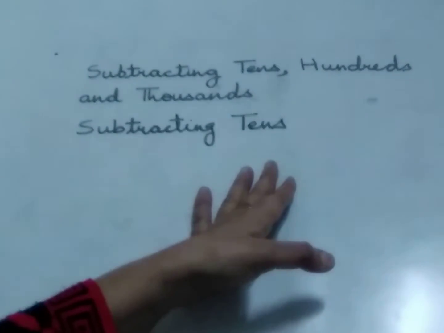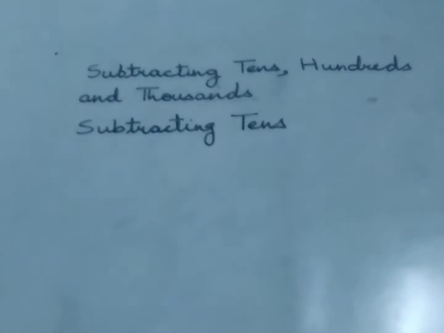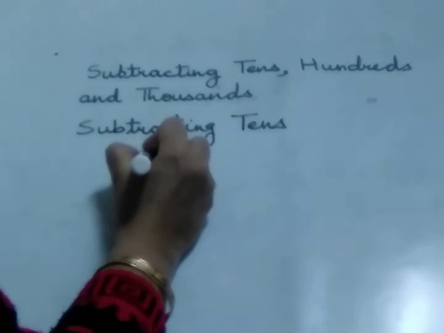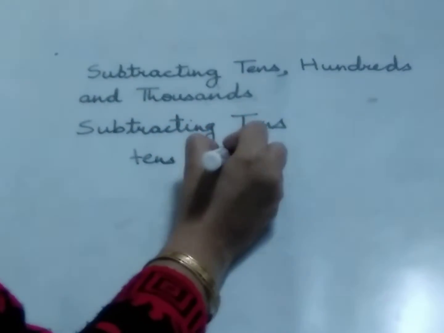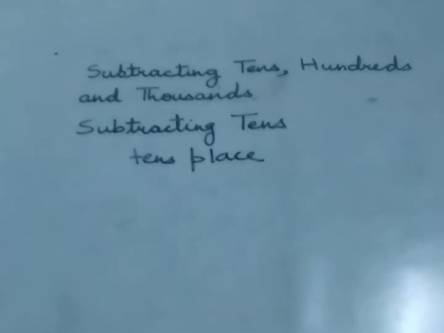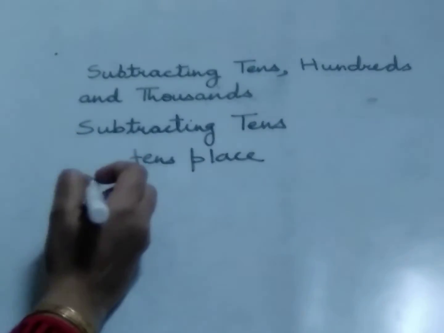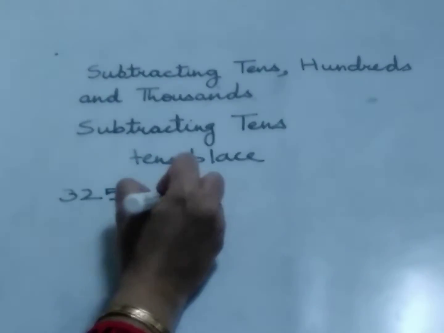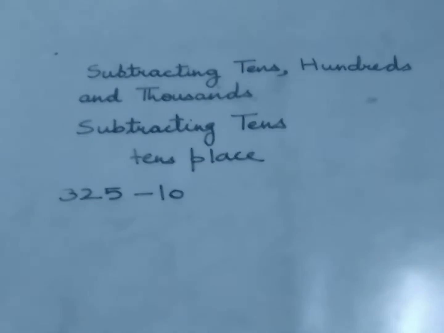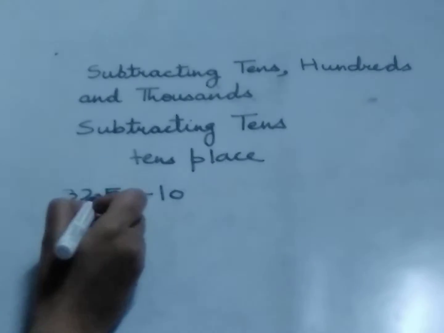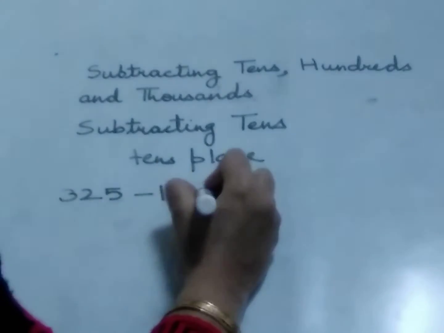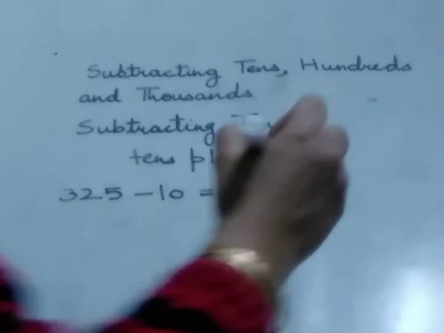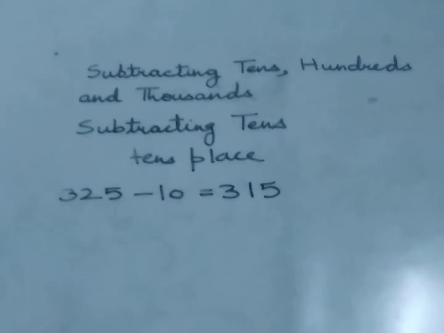To subtract tens, we simply decrease the digits in the tens place of the minuend. However, if there is not enough tens, we need to regroup. For example, you have to subtract 10 from 325. So just decrease the digit in the tens place and it will become 315. Decrease the tens digit by 1.